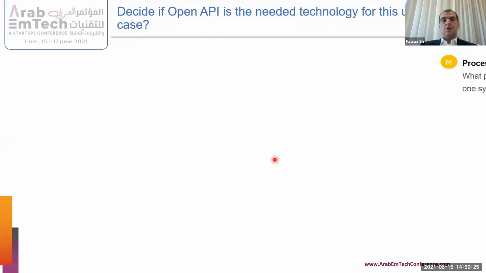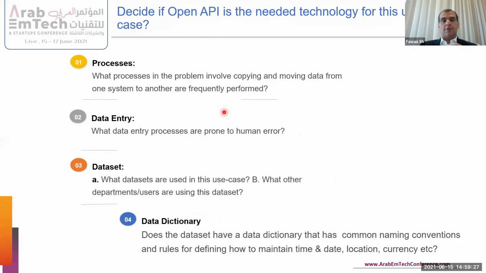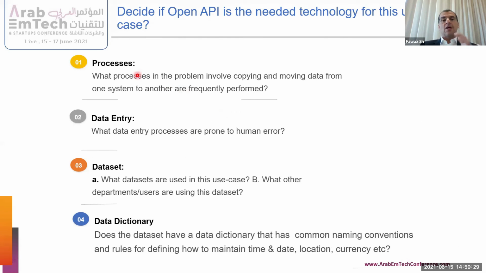Okay, and then the next part is we go to the open API analysis. Once you identify the problem canvas, you go to the open API analysis document, which is basically 8 questions, which we go through for every single problem. You analyze the process. What processes in the problem involve copying and moving data from one system to another? What data entry processes are prone to human error? And you list those processes there.